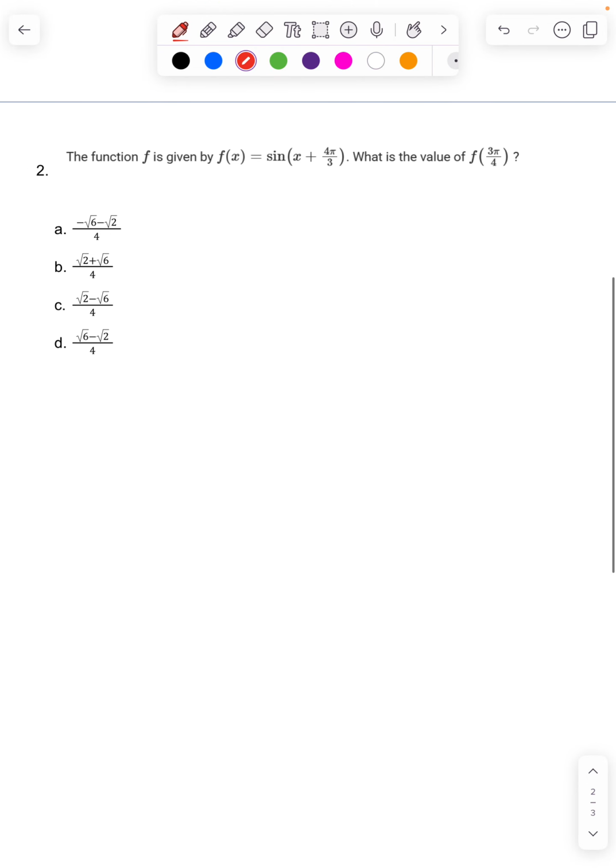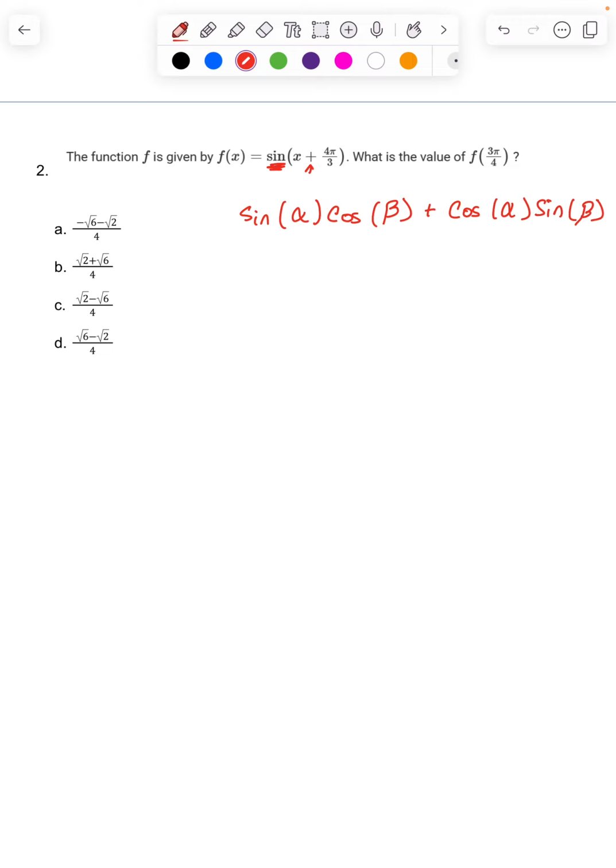Going on to question 2. So the function f is given by f of x is equal to sine of x plus 4 pi over 3. So already what we know how to do is when we're doing our trig identities, we know that we have a sine and we have a plus sign. So it's going to be sine of alpha times cosine of beta plus cosine of alpha times sine of our beta.